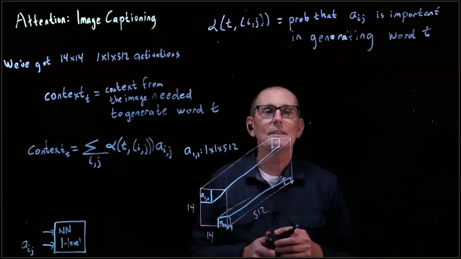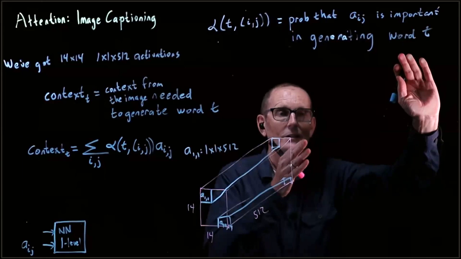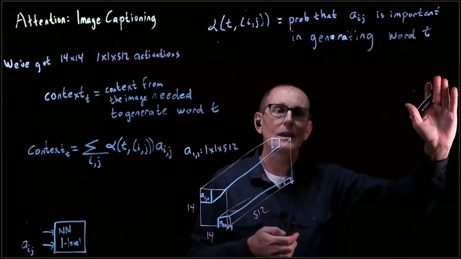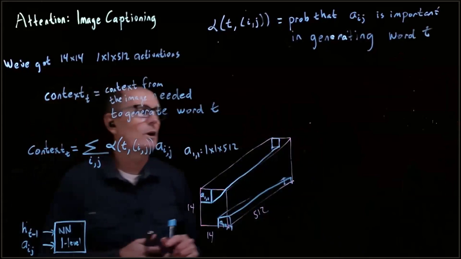Where are we in the word generation process? If this is English, the first few words are probably going to be the subject. And so that's going to be much different, what we try to gather from here, than if we're at the 10th word, let's say, where we've already generated a whole phrase and we know where we're at. So the other thing we're going to feed in is our h sub t minus 1.